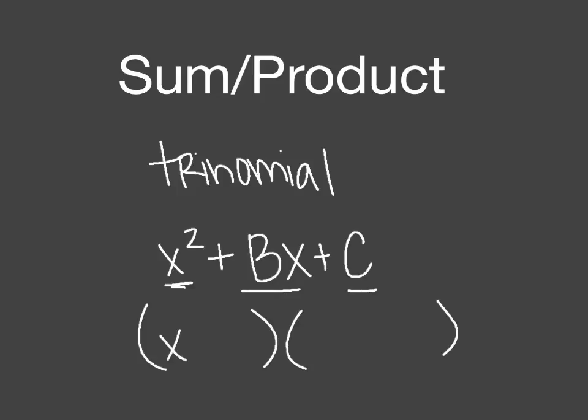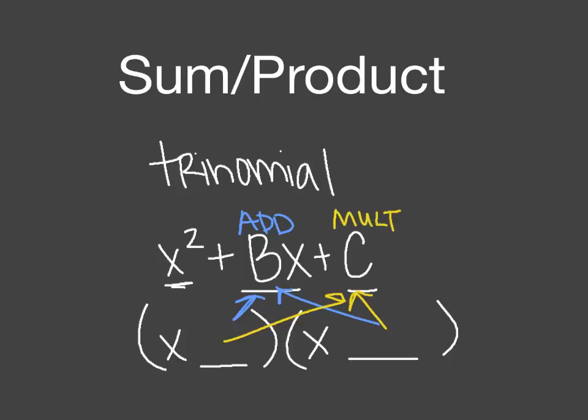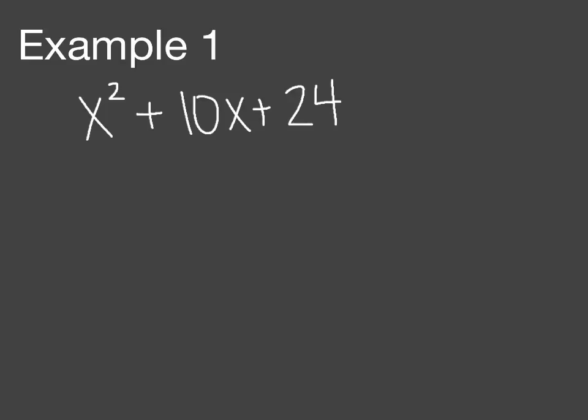The beginning of each binomial for this method will always have an x. Then we need to find two numbers, a number to put here and one to put here. Now, the important thing about those two numbers is that if I were to add them up, whatever they were, they have to equal what was originally in the middle term. And if I were to multiply these two numbers, whatever they are, they need to multiply to be the end term. So let's look at an example.